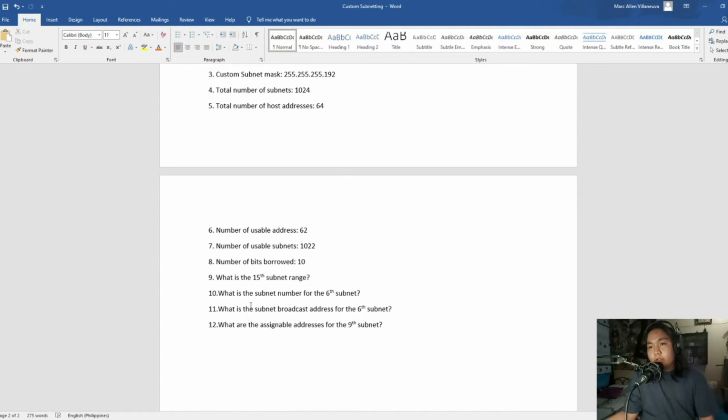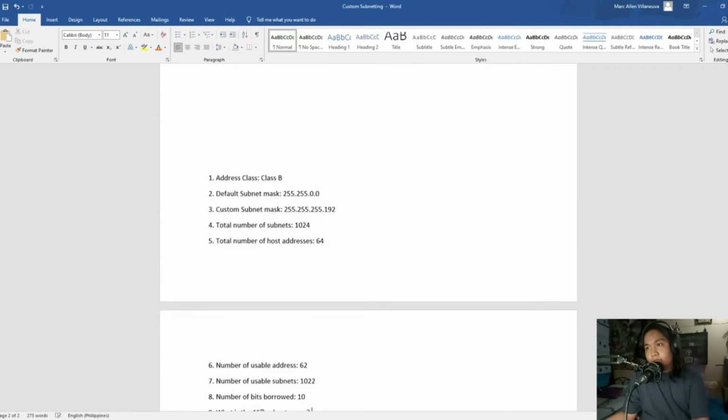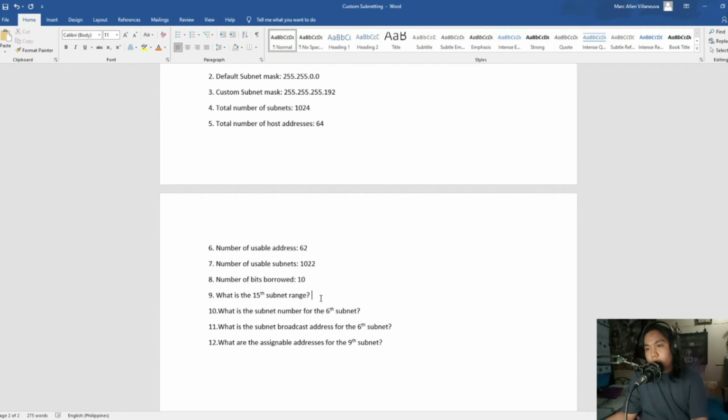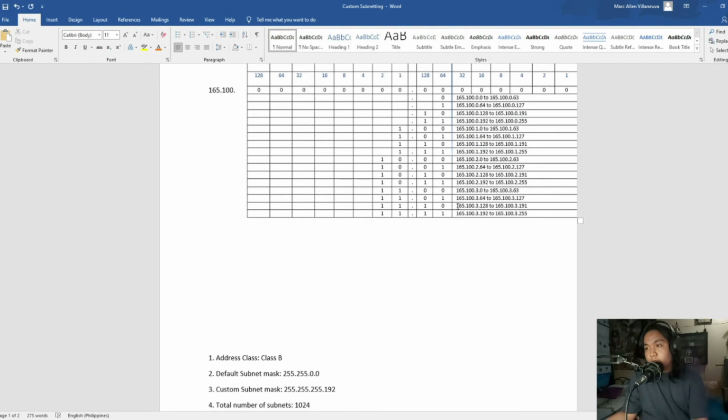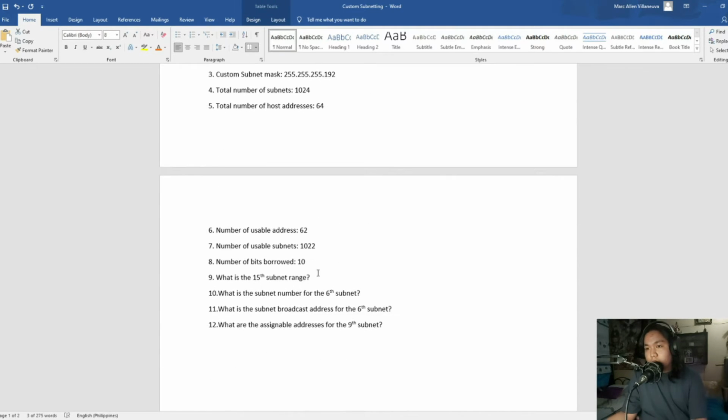So what is the 15th subnet range? If we look here, in our 15th subnet range, the answer would be this one. There. As you can see, we have 165.100.3.128 to 165.100.3.191.